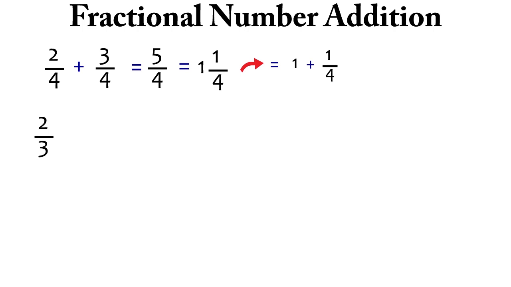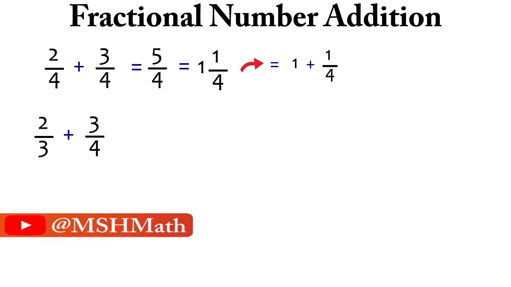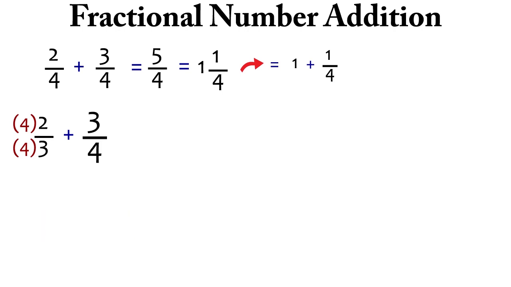Add 2 by 3 with 3 by 4. Here the denominators are not equal. So first we have to make them equal. As the LCM of the denominators is 12, we have to make the denominator equal to 12. This can be obtained by multiplying this fraction by 4 at the numerator and denominator and this fraction by 3 at the numerator and denominator. Now the fractions will become 8 by 12 and 9 by 12.